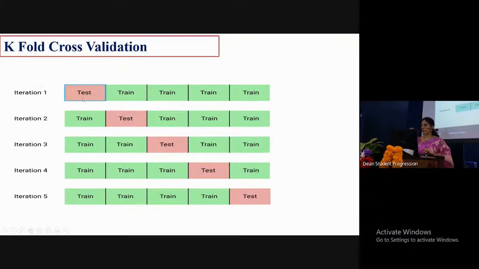Likewise, the test data which was there in iteration one will be part of the training in iteration 2, and the other block is considered as the test data. In the third iteration, the test data which was there in iteration 2 becomes part of the training data, and the third block will be your test data. Likewise, over all the iterations, each iteration's test data is made part of the training data.